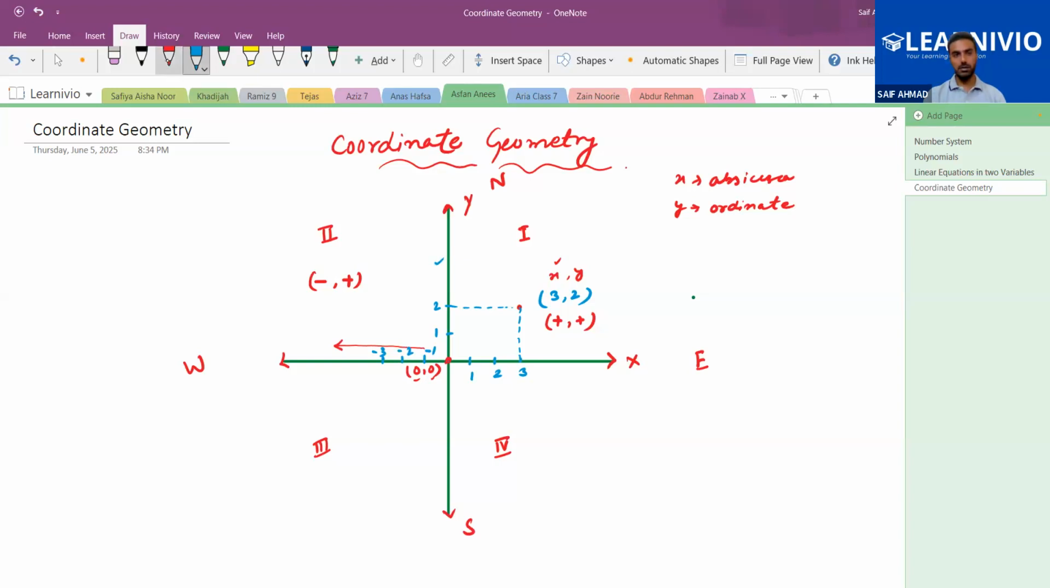In the third quadrant, both coordinates are negative. Understood? Yes, sir. Both coordinates are negative because going down the y-axis is also negative: -1, -2, -3, -4. And in the fourth quadrant, x is positive and y is negative. Understood? Yes, sir. Okay, note it down.